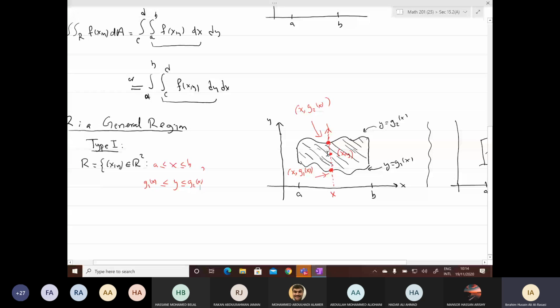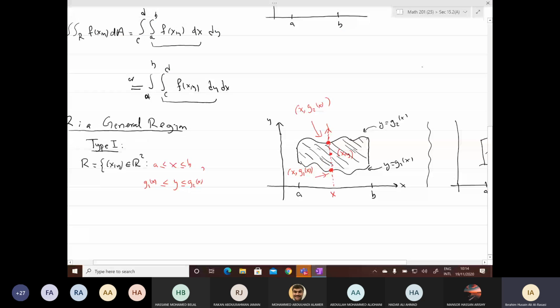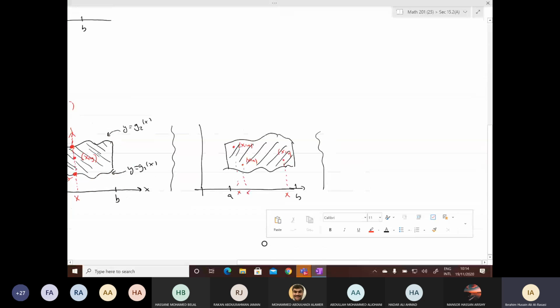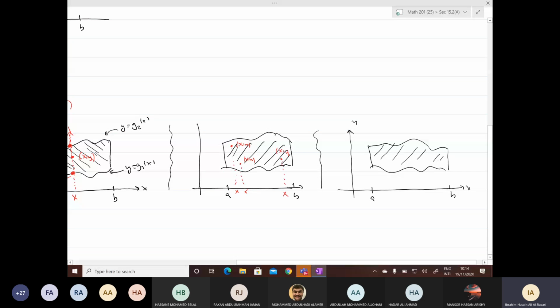Let me make it clearer for you. So this is another way for the y. Let me take another curve. So take again the same region here. So this is the region here. So this is A and this is B. And this is our region.